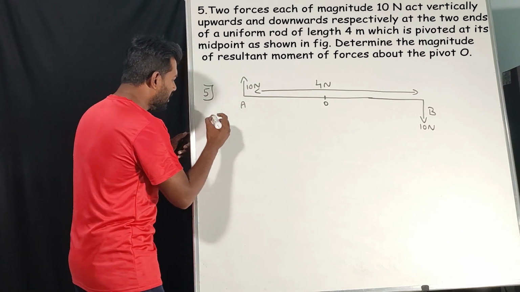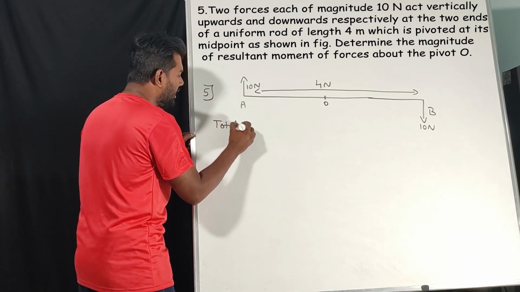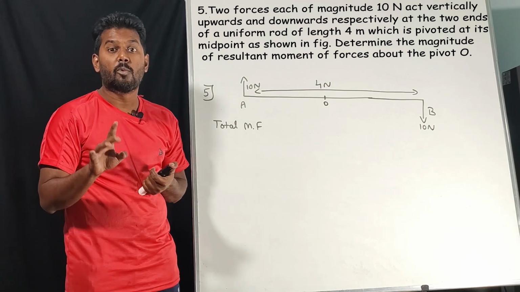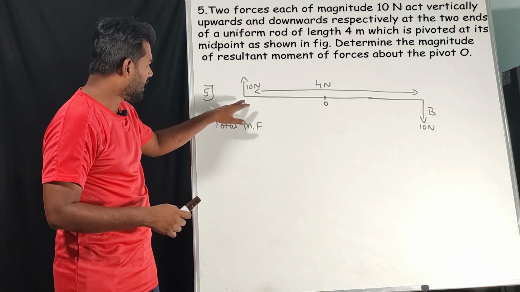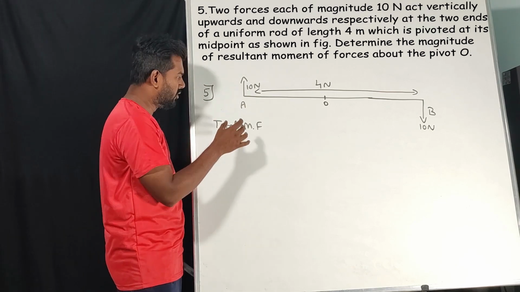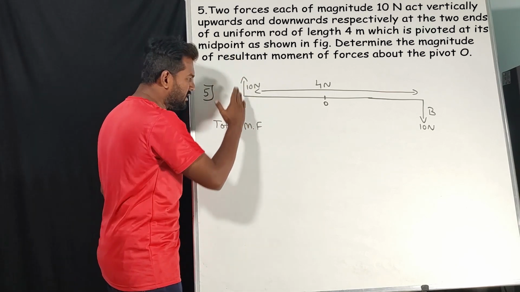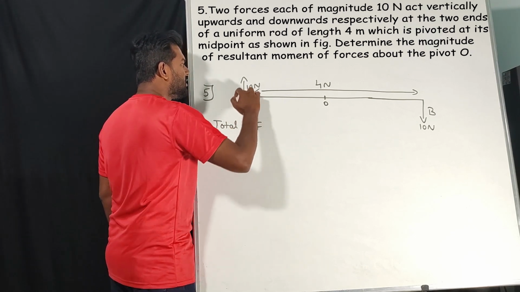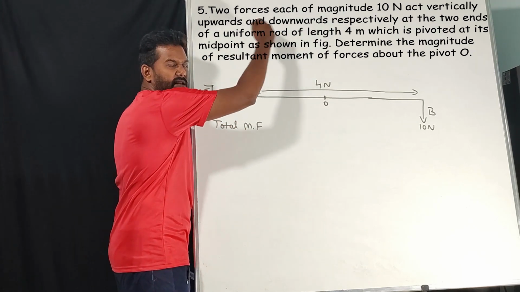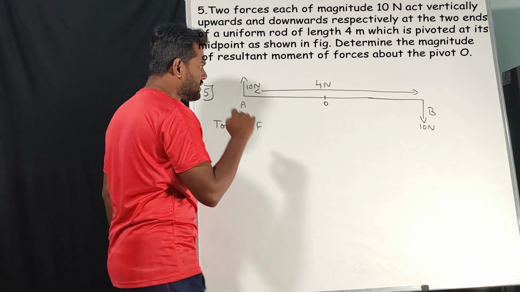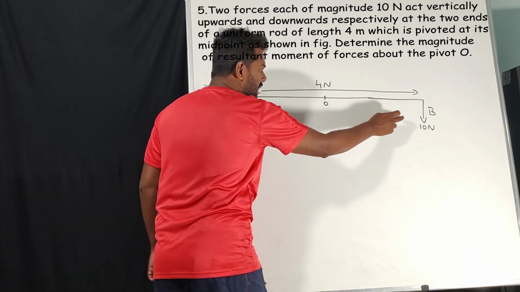So they are asking total moment of force. For this one, we have to think about the direction, correct? Because of this force, assume this is force A or first force. It is going in this direction. That means the force is applied in this direction. If we apply the force in this direction, this is going to rotate in this way. What kind of direction is this? Clockwise direction, correct?